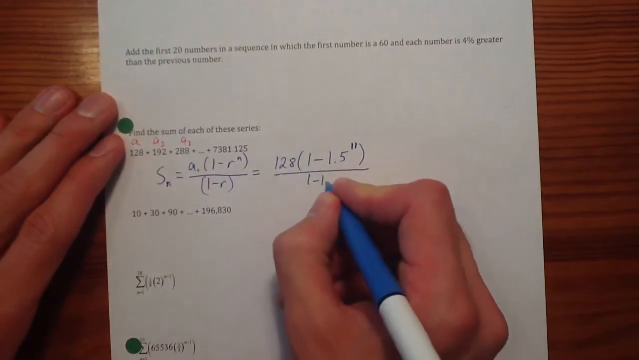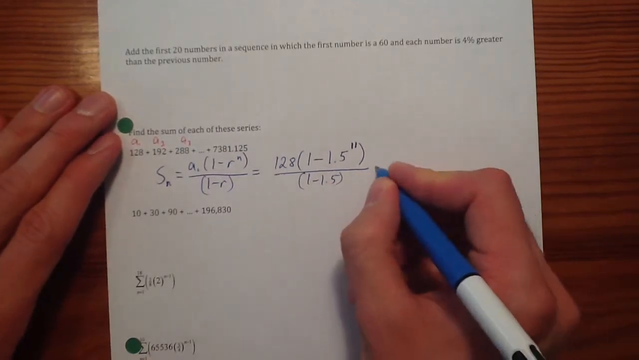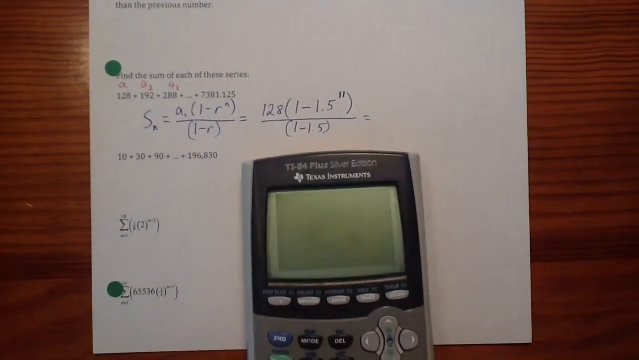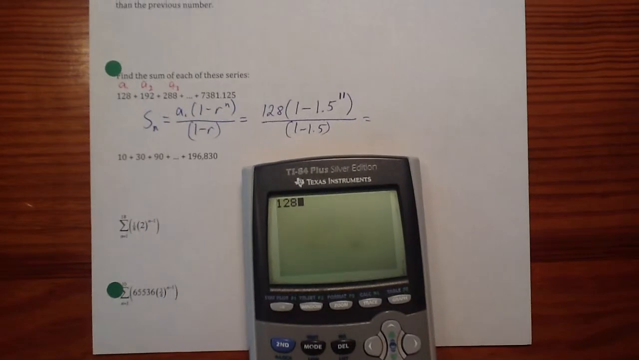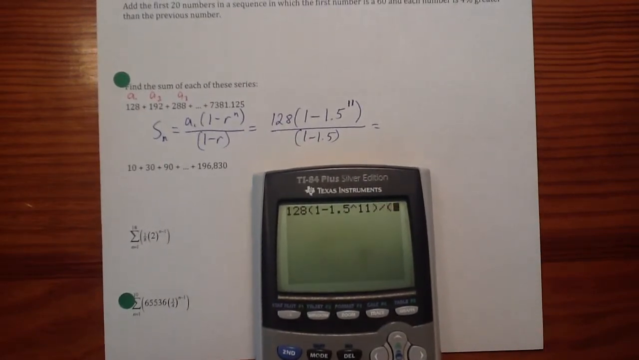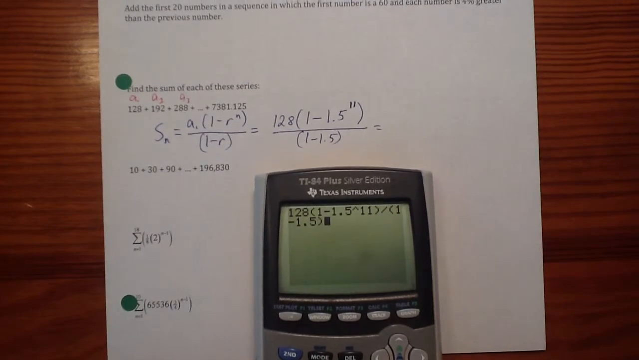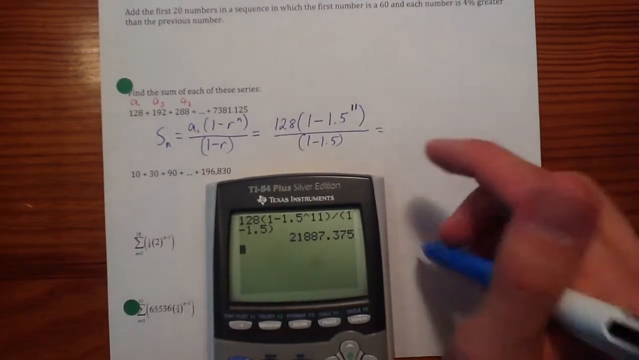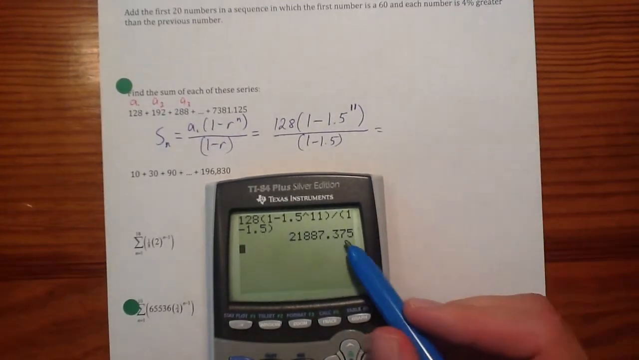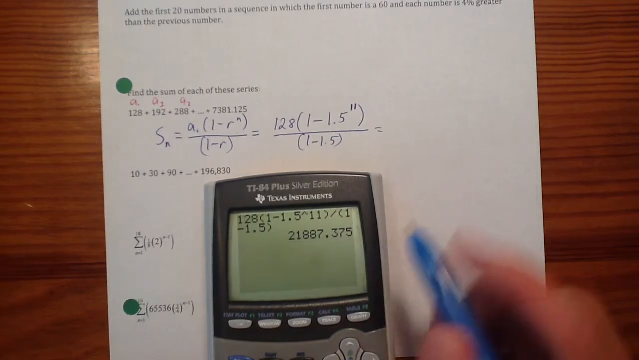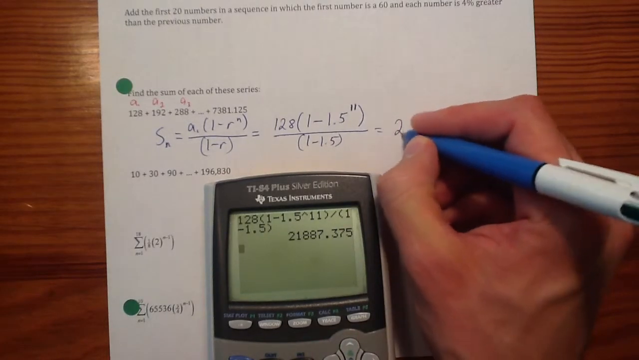All right, 1 minus 1.5 is on the bottom, and we'll type that in the calculator. So here we go. 128, parentheses, 1 minus 1.5 to the 11th power, divided by 1 minus 1.5. There we go. We just added that together. We're not going to round that one off. I mean, we normally round to 2 decimal places. If you want to make it 0.38, I'm okay with that. But, you know, it truncates. In other words, it ends.